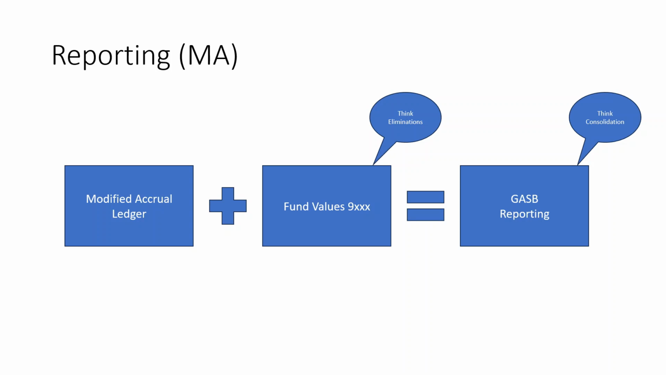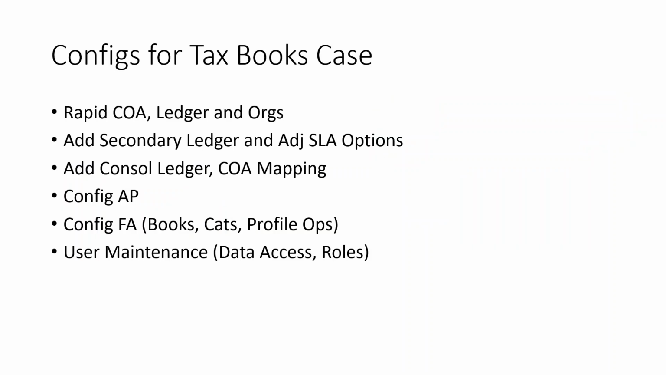So for the configs for the tax book secondary ledger case, we're going to do a rapid COA, ledger, and orgs. We're going to add a secondary ledger. We're going to adjust the SLA options to consider only fixed assets. We're going to add a consolidation ledger just for kicks. We're going to do a COA mapping. We're going to config AP. We're going to config fixed assets, the books, the cats, the profile options, and then we're going to do some user maintenance in terms of getting the data access and the roles assigned.